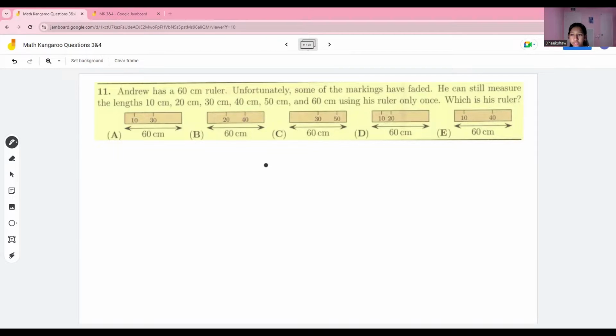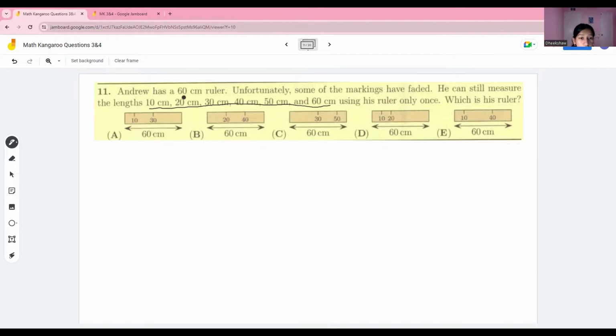This problem requires a bit of theoretical thinking. So Andrew is only allowed to use his ruler only once to measure all of these lengths. Theoretically, that would be really difficult. For example, if you had a 10 and a 20 and you wanted to measure 30, you would use the ruler twice to measure 20 centimeters and then measure another 10. But for this question, you're only allowed to use the ruler once. So how would we come about that?